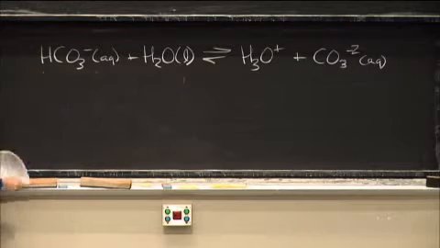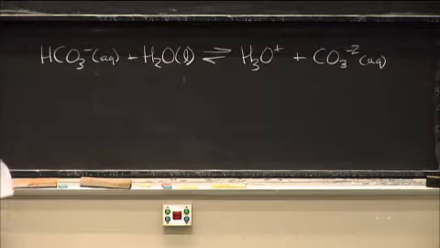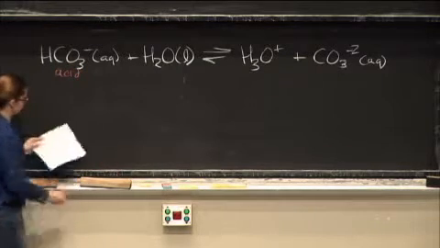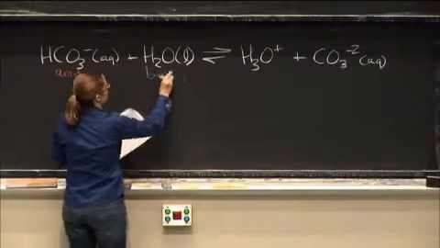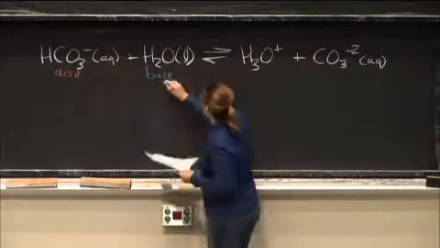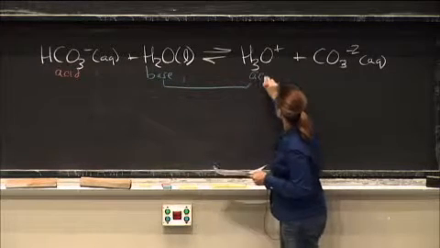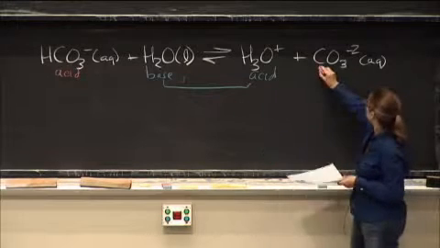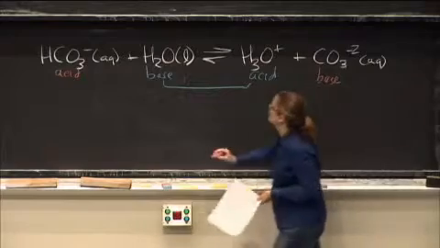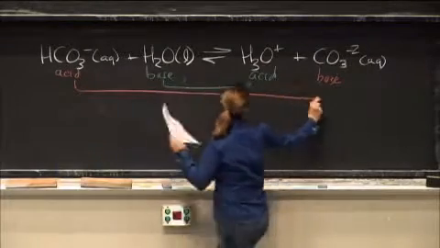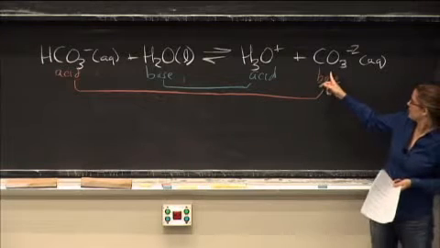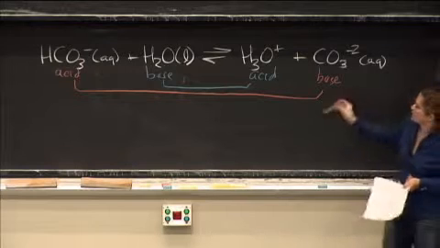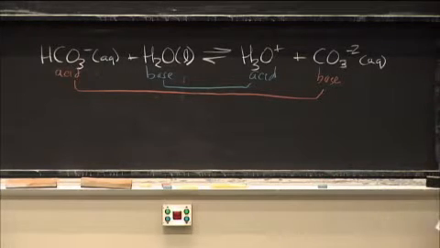So what is HCO3 minus acting as here? As an acid. And so what does that make water? A base. And so the conjugate acid of that base, again, is the hydronium ion. And the conjugate base of the acid is CO3 minus 2 over here. And so in the reverse direction, this base will be accepting a hydrogen ion from the acid, forming the conjugates on the other side.